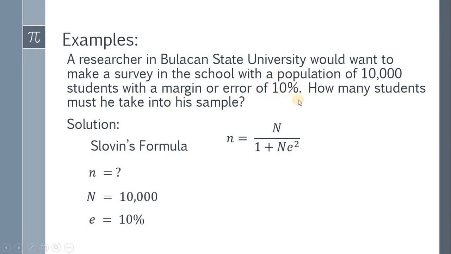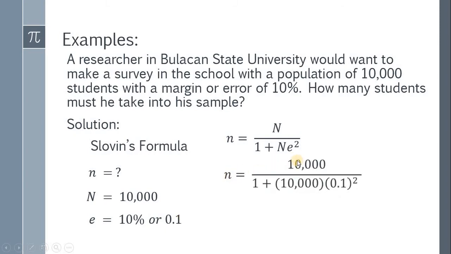Now, hindi natin pwedeng i-substitute yung 10% sa ating formula. Kailangan ito ay naka-decimal form. So, ibig sabihin, i-convert natin yung percent into decimal. So, paano ba mag-convert ng percent to decimal? Move lang tayo ng 2 decimal places papunta sa kaliwa. So, yung 10% is the same thing as 0.1. Ito yung gagamitin natin sa formula.